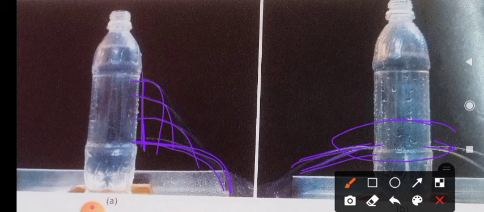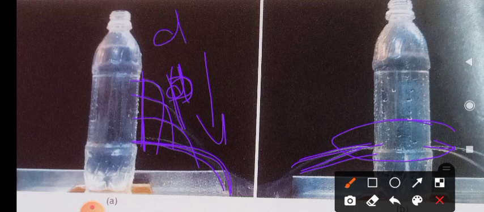And also, as the depth increases, the pressure also increases. Similarly, as depth decreases, pressure also decreases. Did you understand, children? So from this figure we can say that a liquid exerts pressure equally in all directions.